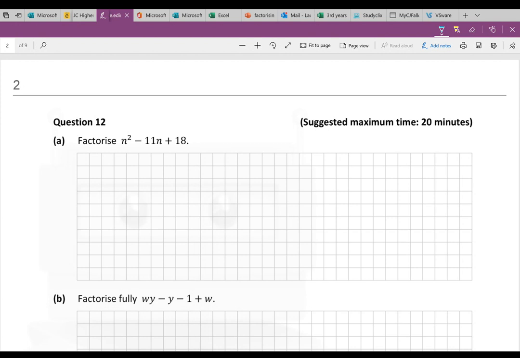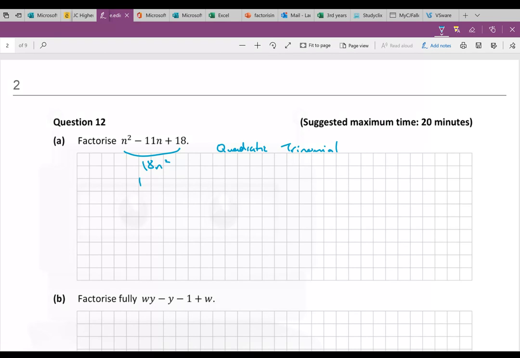Now, this is what I call a quadratic trinomial. There is no equal 0, so I can't use a quadratic formula. I have to use my brackets. So n by 18 is 18n squared.